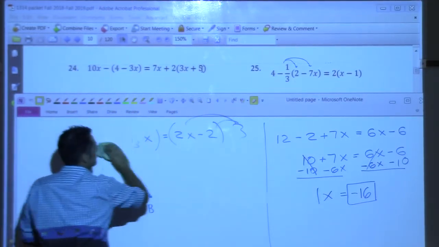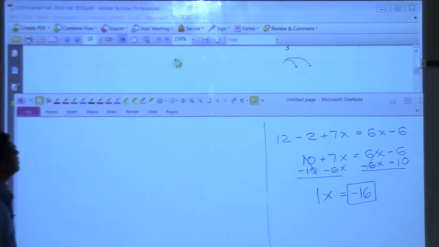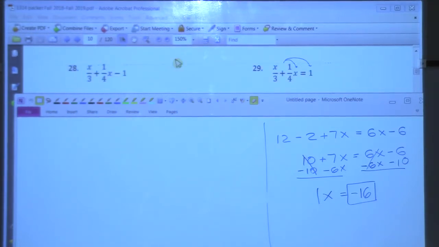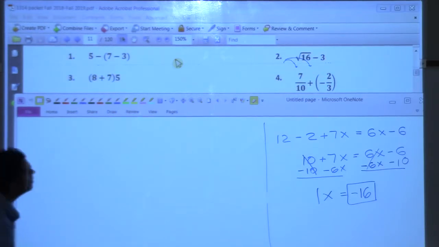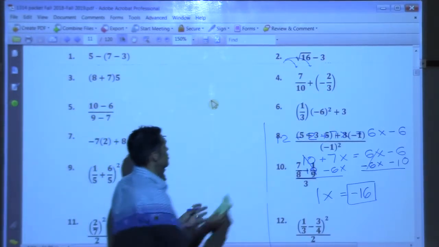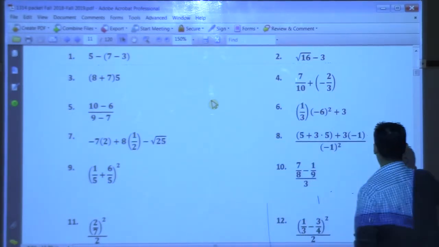See if there's anything else that we want to go over here with these linear equations. I think those are good. Yeah, I think those are all similar enough that you could handle those. So that completes that section. You should be able to finish the homework for order of operations and solving linear equations.